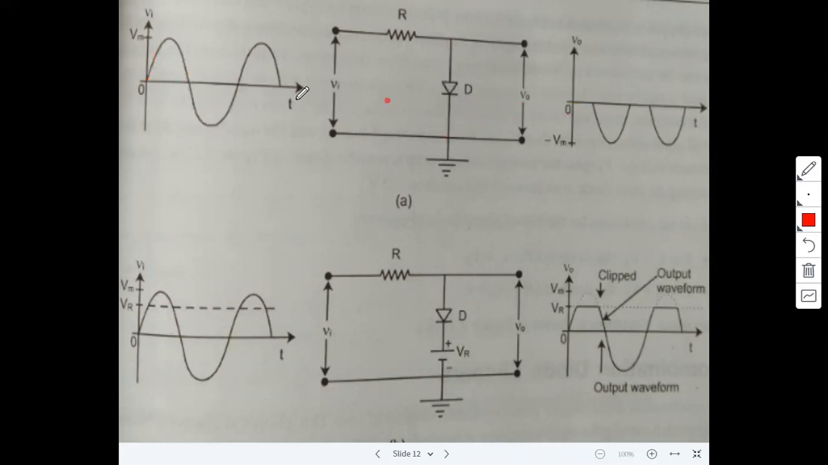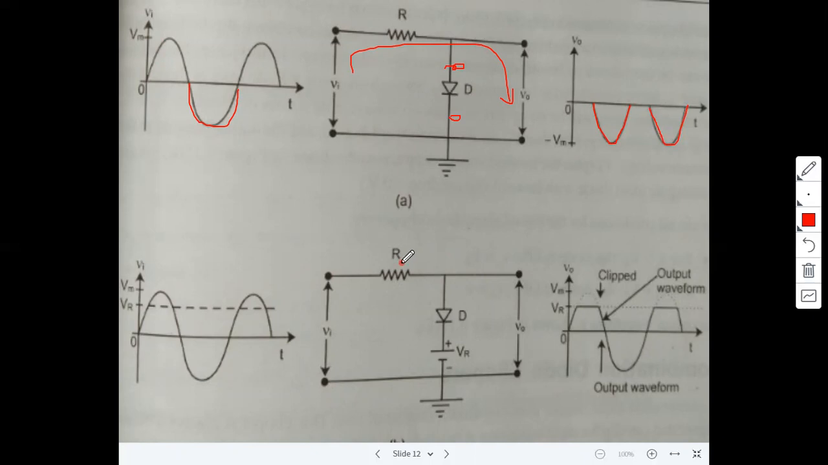When diode D is in open circuit, open circuit means there is no current flowing here. Simply, the input signal is transmitted to the output. So the negative cycle appears at the output. So it consists of only negative cycles. Like that, we may discuss and consider so many clipper circuits.